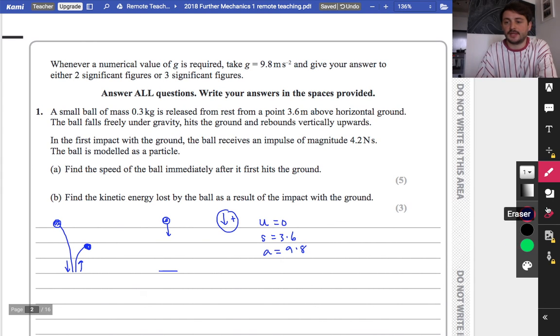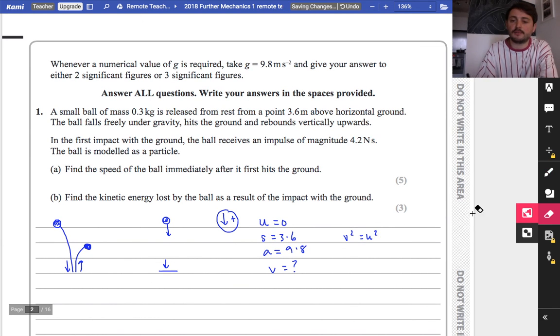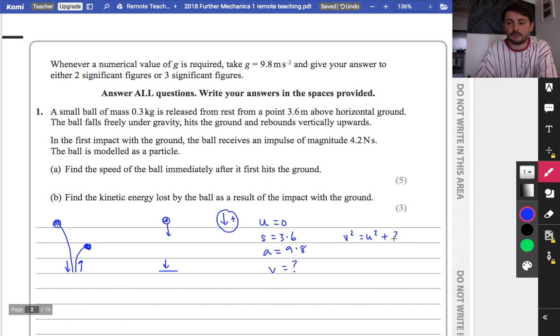There we go. So we want to find out how fast it hits the floor, so I'm trying to find out what v is equal to. Very clearly, you can see that they are connected by v squared equals u squared plus 2as. So u squared is 0 squared, plus 2 times 9.8 times 3.6. So v is the square root of that, 2 times 9.8 times 3.6, square rooted, is 8.4.